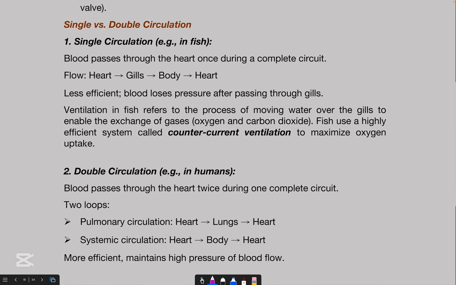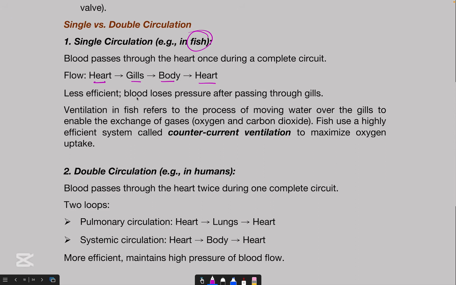Now, we have what we call single versus double circulation. Single circulation occurs in fish. Take note. Is that okay? And as the name implies, single circulation involves blood flow through the heart once during a complete circuit. Blood passes through the heart only once during a complete circuit. The blood flows from the heart to the gills, from the gills to the body, and then back to the what? Heart. It flows through the heart only once. You call that single circulation.